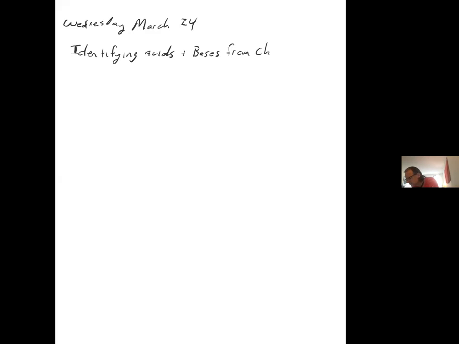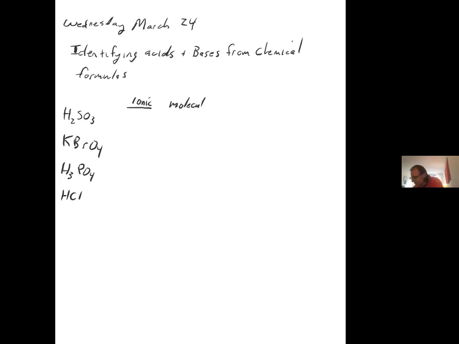These are the chemical formulas. The first one is H2SO3, and then we have KBrO4, and then we have H3PO4, and then we have HCl. Then we're going to classify these as 4 different substances. The first one is ionic. The second one is molecular. The third one is acid. And the fourth one is a base.